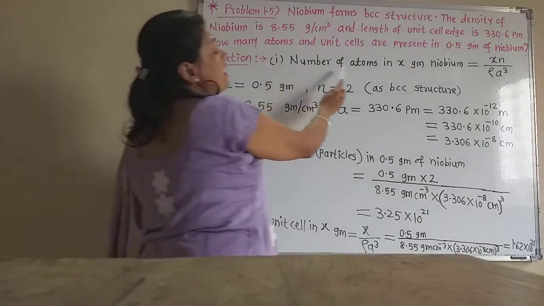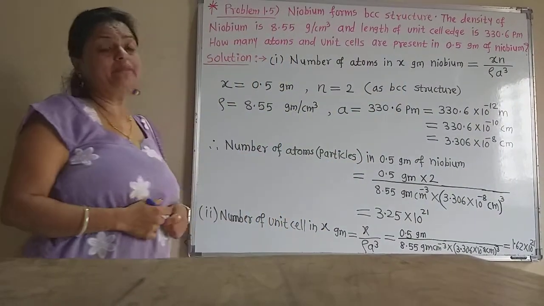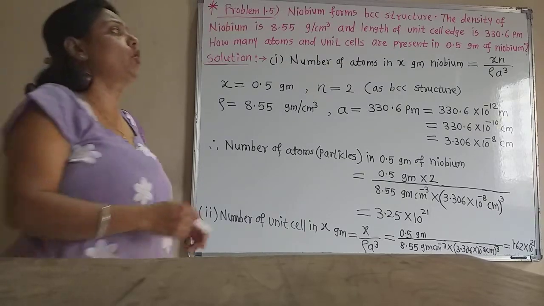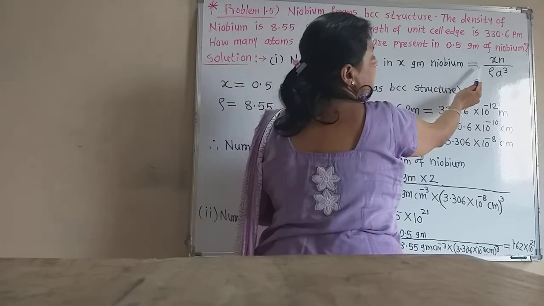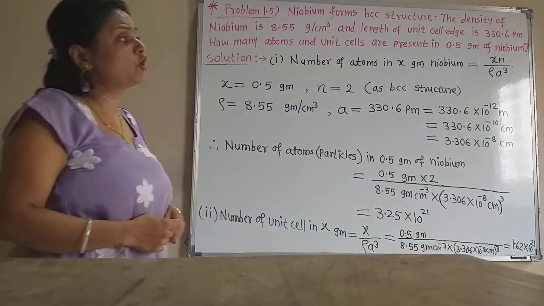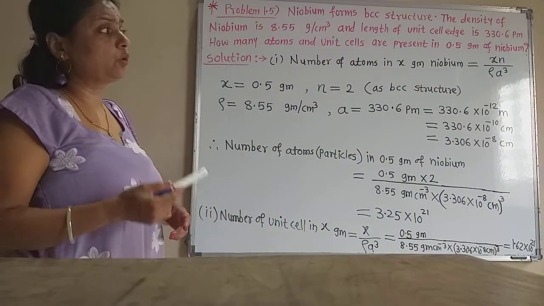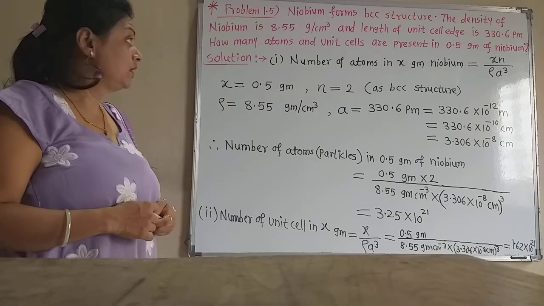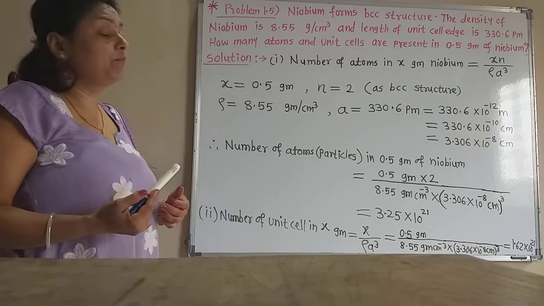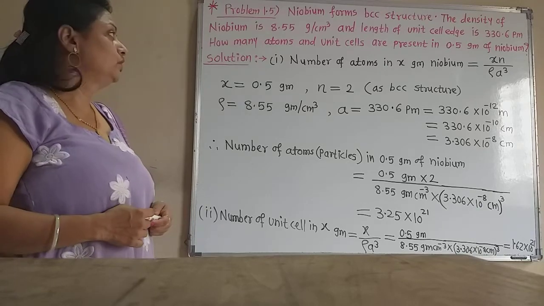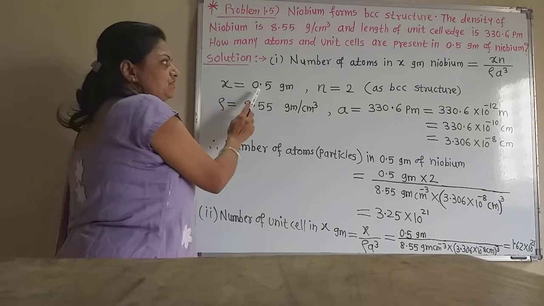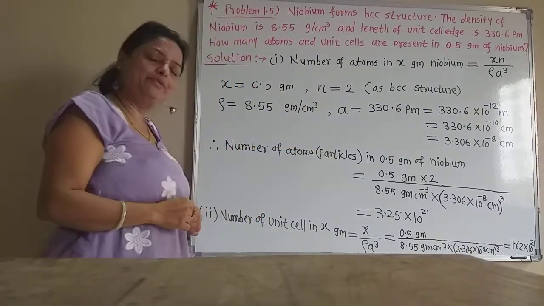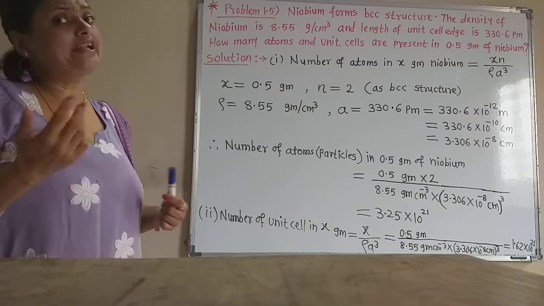So the number of atoms in x gram of niobium, we know the formula. The number of particles in x gram of niobium is given by the formula we just learned, x n divided by rho into a cube. Now these are the number of particles in x gram, but we want to calculate the number of particles in 0.5 gram. So here x is equal to 0.5 gram. n is equal to 2. Why? Because it is the BCC structure, body centered unit cell.